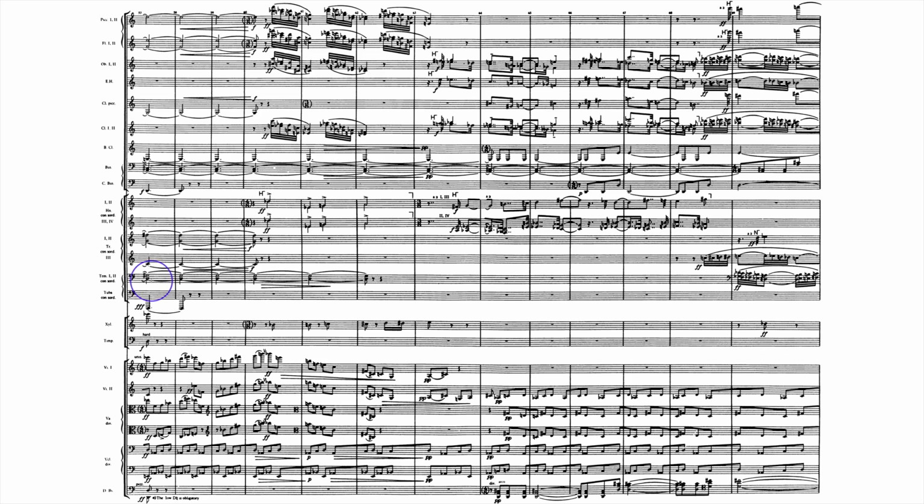Notice that the trombones aren't given any encouragement at all here. They actually just die off into the texture, and they don't have a crescendo marked under them.